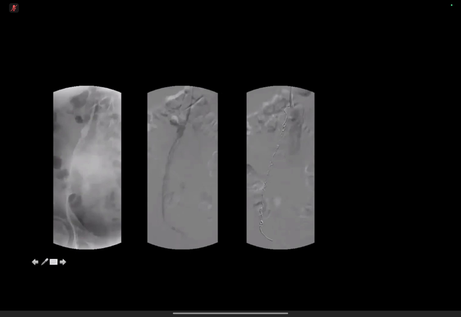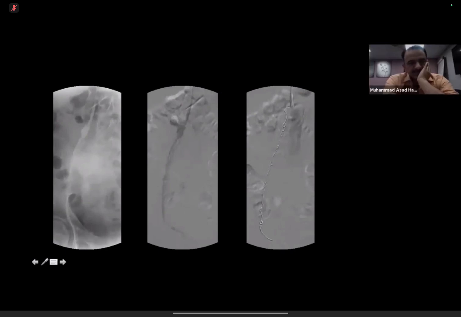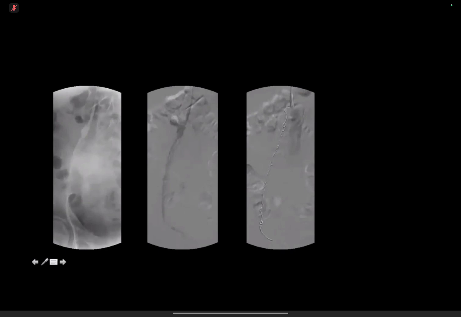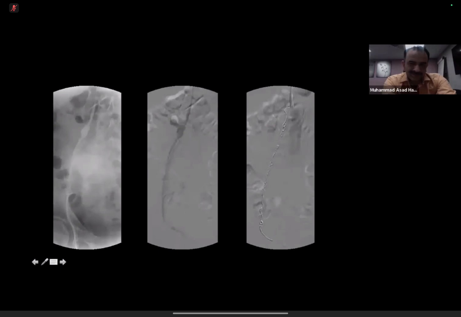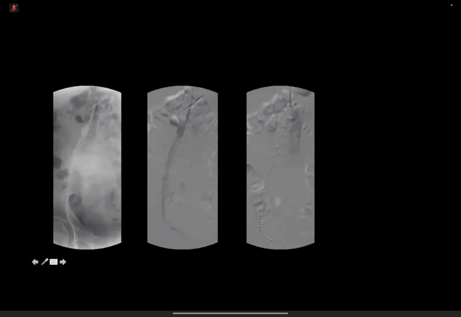Okay, so from left to right, the first image is an unsubtracted right spermatic venogram. Good. I can see reflux down to the inguinal region, into the scrotum. Of course, it's not in the field of view. And the middle image is the DSA or DSV. Yeah. The last image is also pointing to the right spermatic vein.